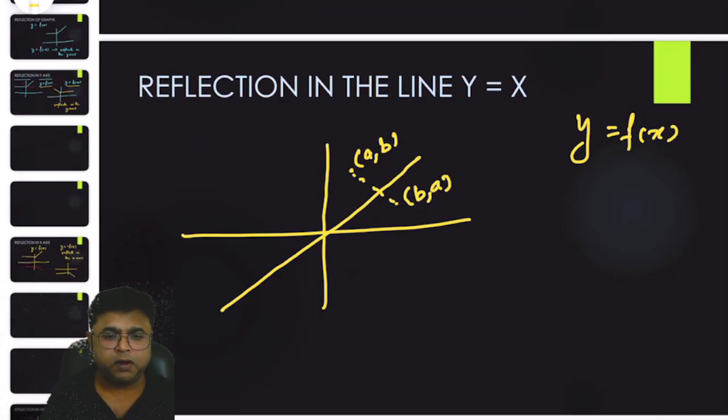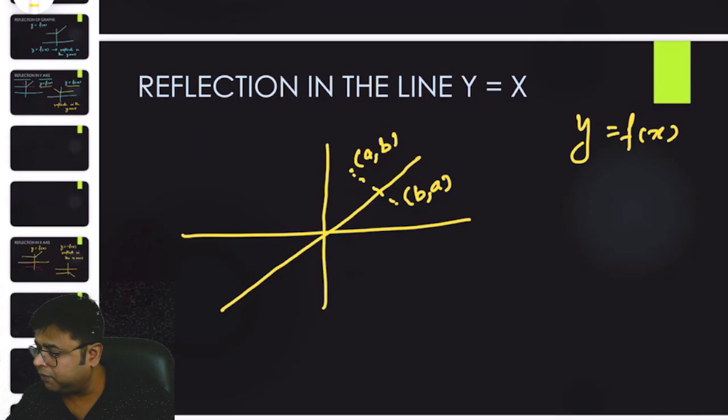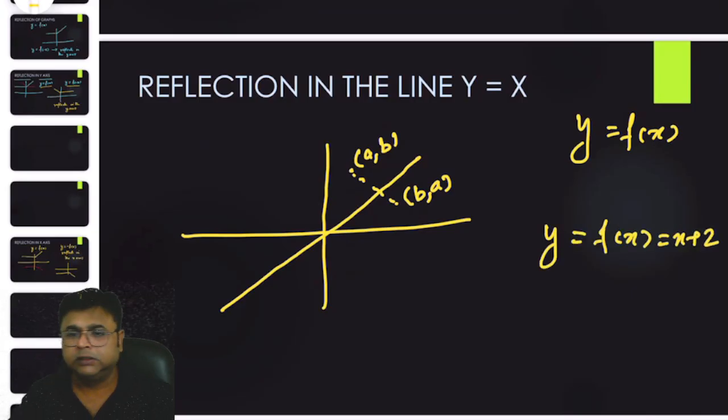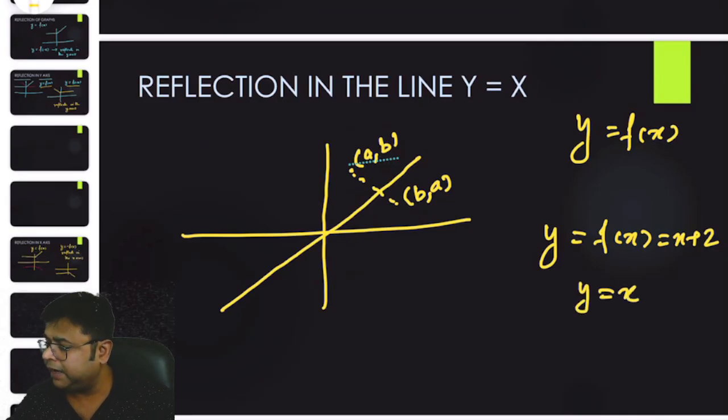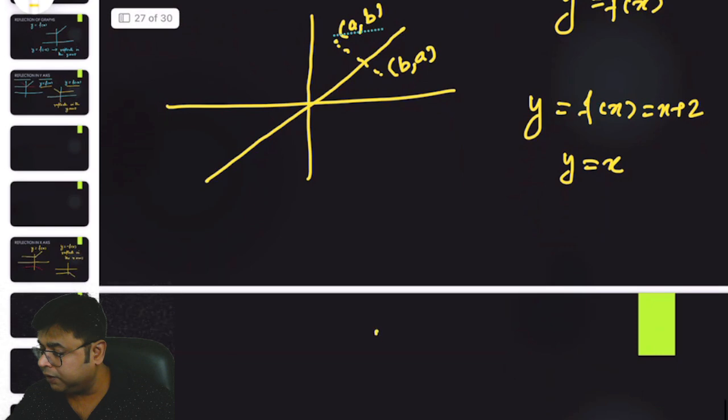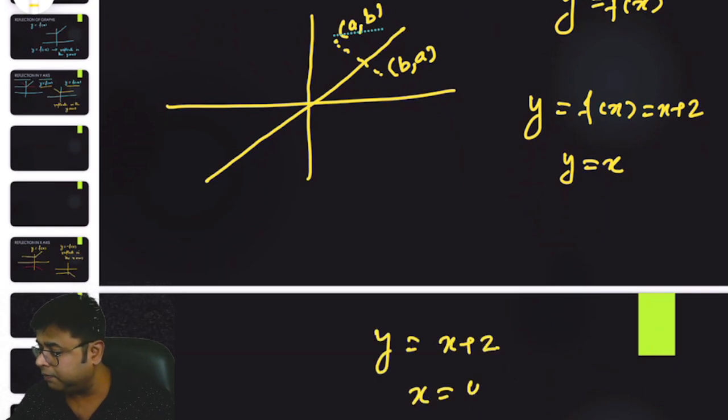And this is also called the process of finding the inverse of a function, right? So this is what reflection of a graph is. So for example, if I say y is equal to f(x) is equal to x plus 2, and I have to reflect this graph in the line y equal to x, I need to find the function first. So if y is equal to x plus 2, I'll make x the subject. So x becomes y minus 2.